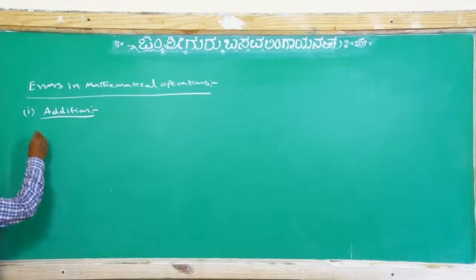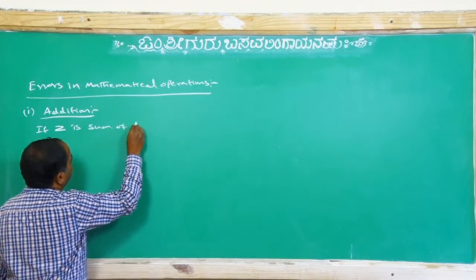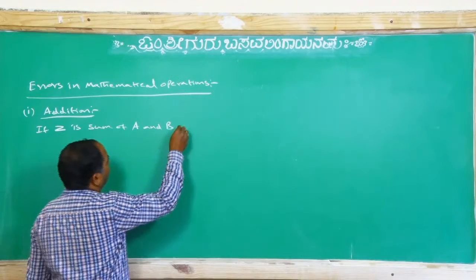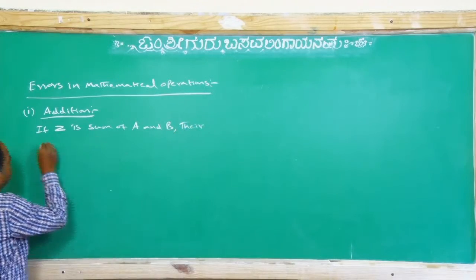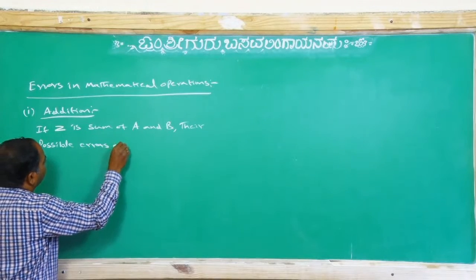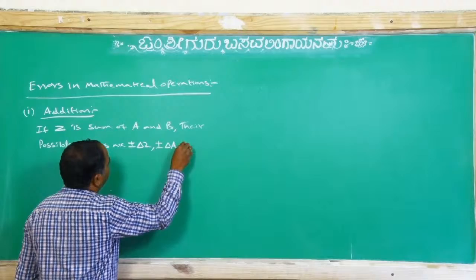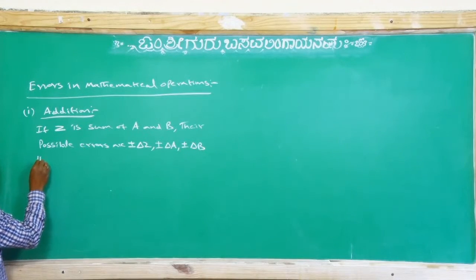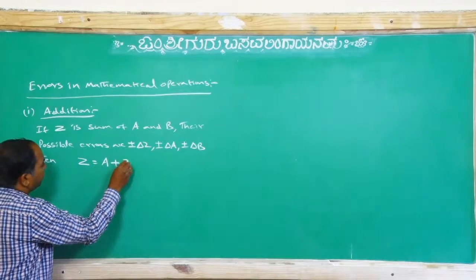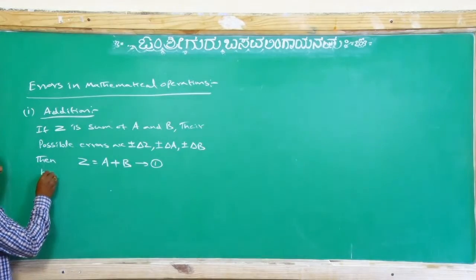Okay. In addition, how are we able to get the error? Observe carefully. If Z is the sum of A and B, their possible errors are plus or minus delta Z, plus or minus delta A, plus or minus delta B. Then we may write Z is equal to A plus B. This is clear? So, consider this as equation 1.